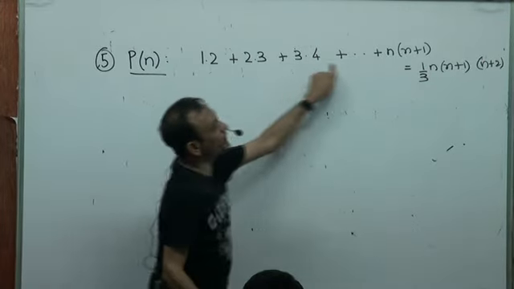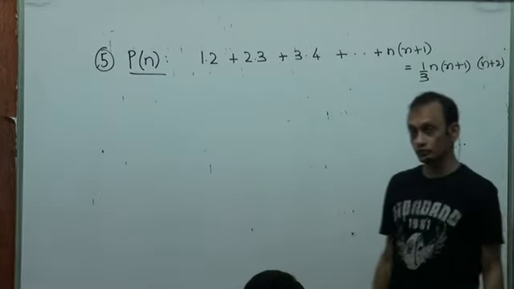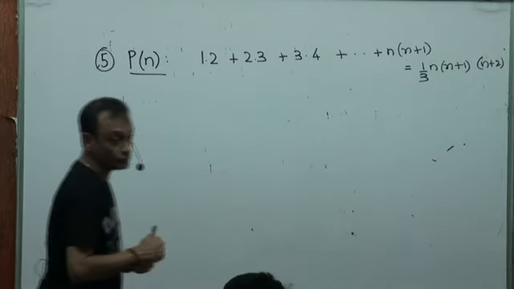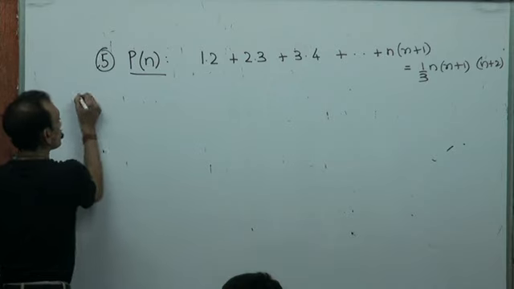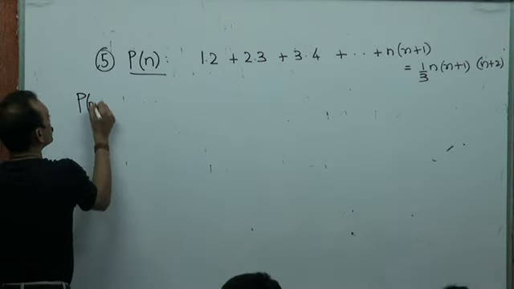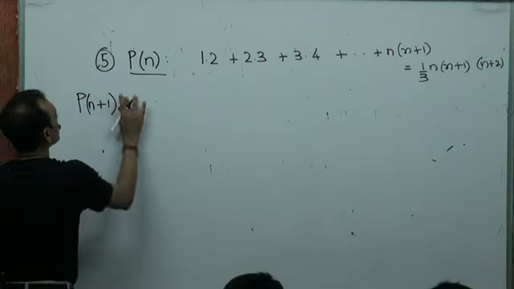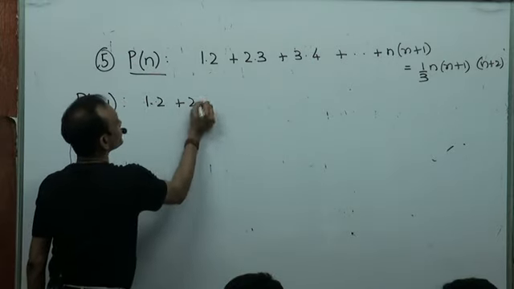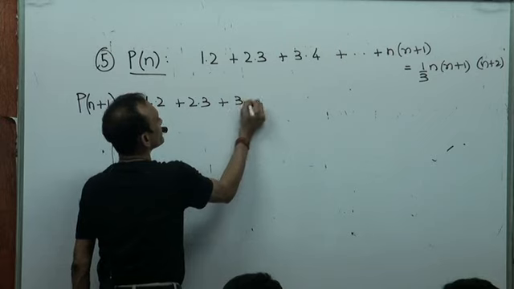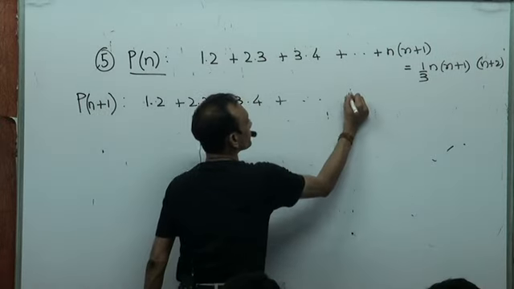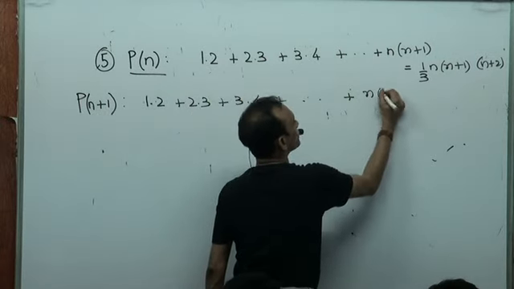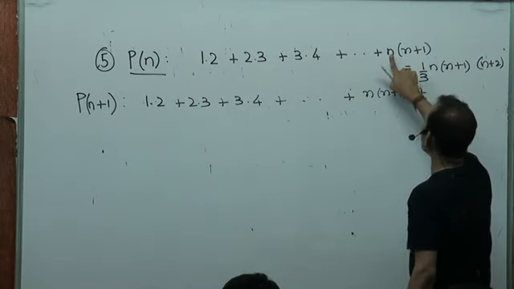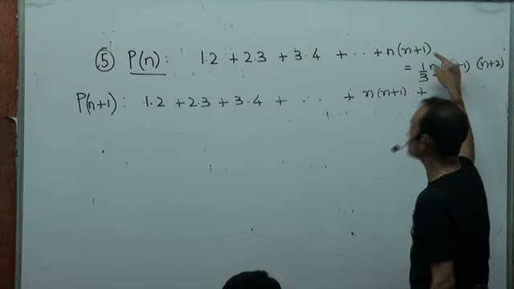So let me assume that Pn is true. Given this true, if I can establish that Pn plus 1 is true, then that will be good. So what is the statement Pn plus 1? The statement Pn plus 1 is like 1 into 2 plus 2 into 3 plus 3 into 4 plus ... n into n plus 1, and the term after this, one more term will get added. That means n plus 1 into n plus 2.